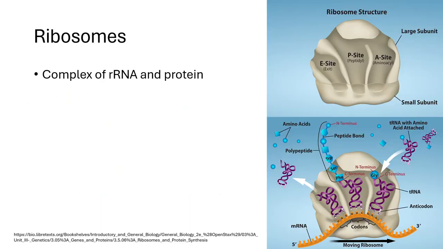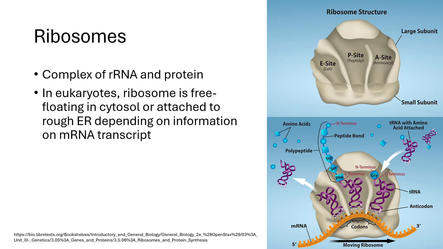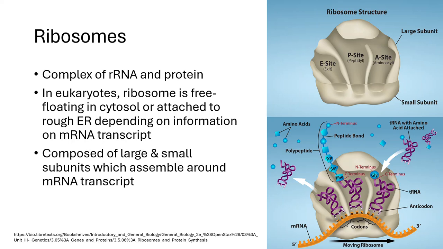So let's talk about ribosomes real quick. They are a tiny organelle or a very large molecule that is a complex of ribosomal RNA as well as proteins. And then, as I said on the previous slide, depending on some of the information on the mRNA transcript, which can determine where the final product of the protein is going to end up, the ribosome can either be attached to the rough ER or it can be free floating.